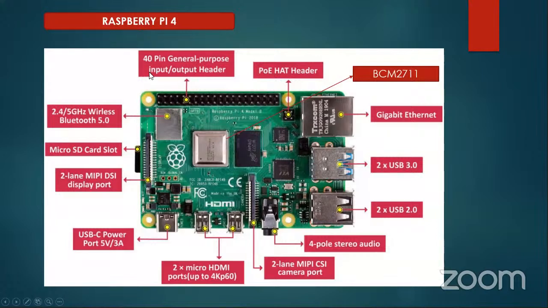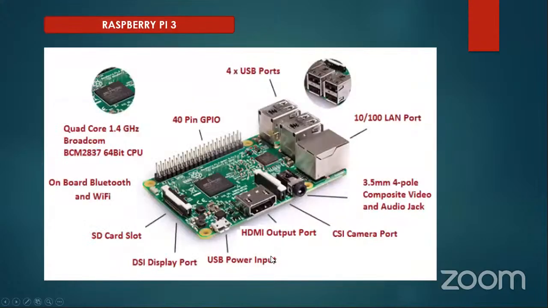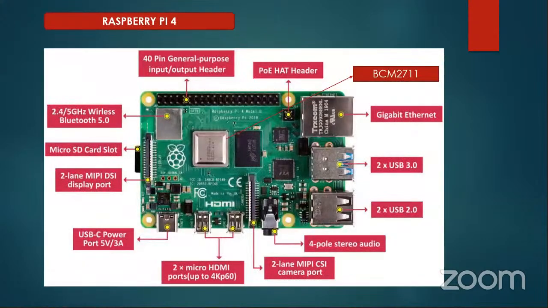Just move on to the Raspberry Pi 4. Here you can see, guys, it is the same. We have the USB ports and a stereo audio port, which is a 3.5 mm jack, like the Raspberry Pi 3. Here you can see a camera port, the same as the one you saw in the Raspberry Pi 3. It's very similar, no need to worry about that. And here you can see two micro HDMI ports.